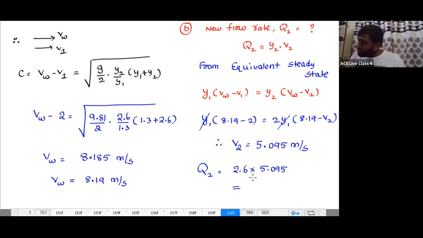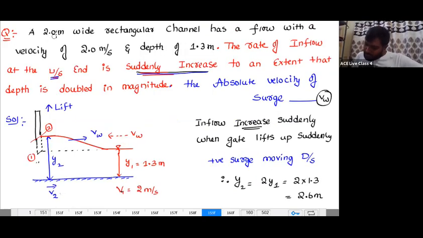yeah, okay. So they have given the width also, right? I'm sorry. They have given the width also. So what is the width given? The width is given as 2 meters, right?